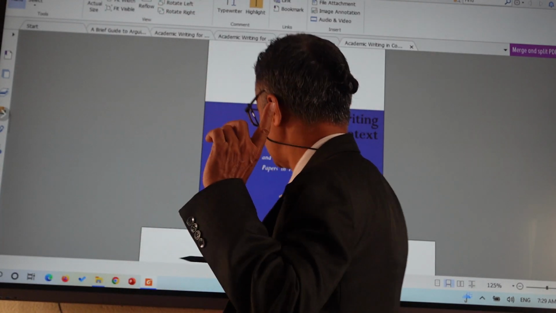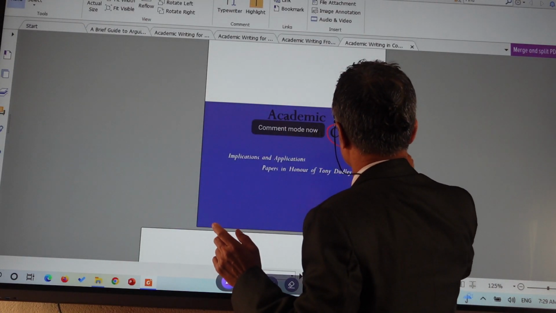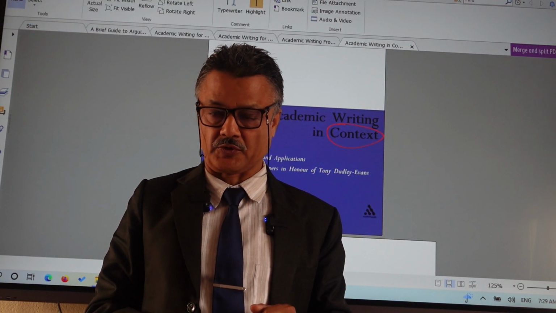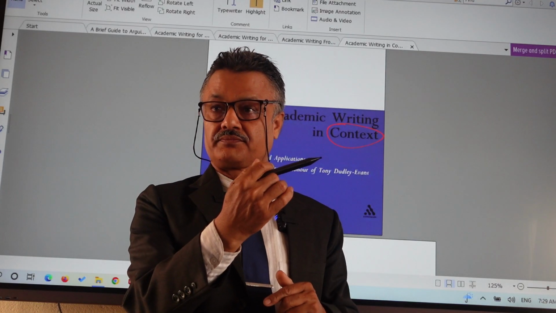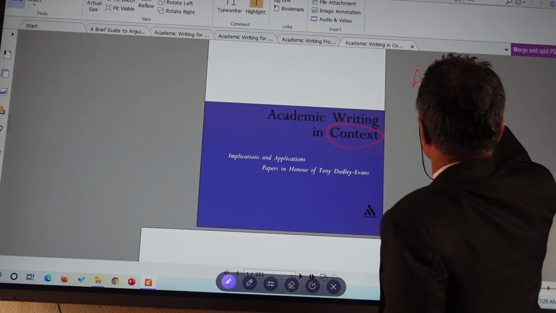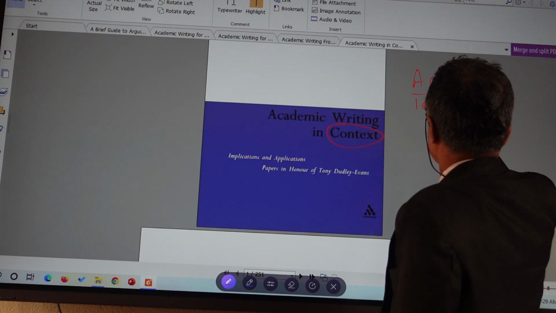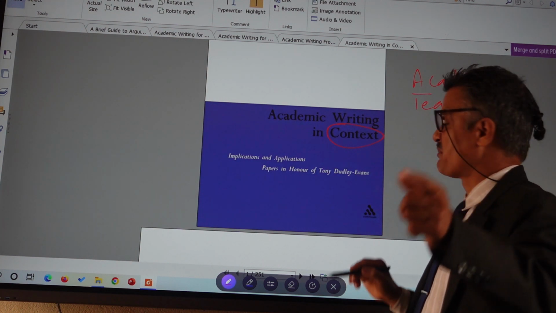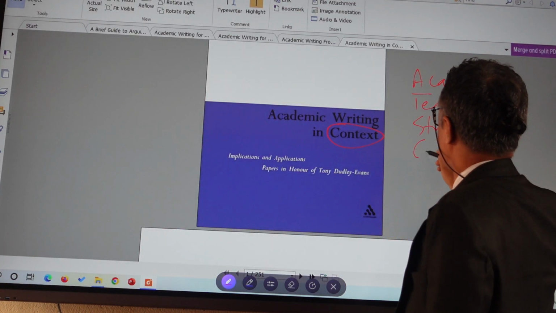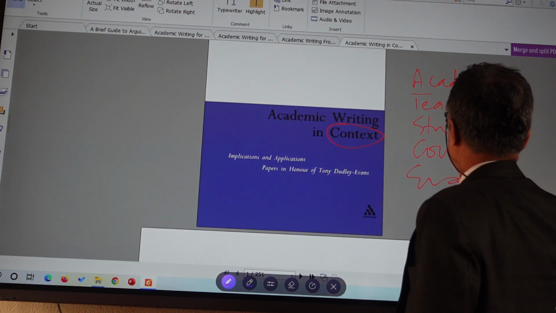Understand, academic writing has a certain context. You do not do academic writing at home. You do it at home only when the teacher assigns you. So what is the context? It is done in the academy. It is assigned by a teacher. It is done by a student. It is done under a certain course you are studying. It is evaluated. You are graded for your work.